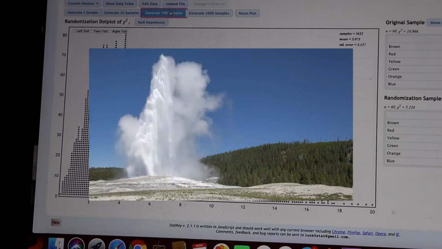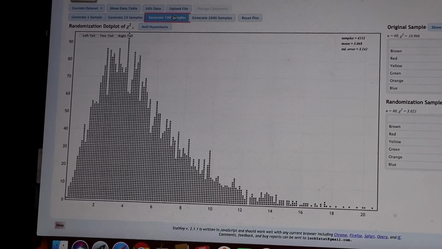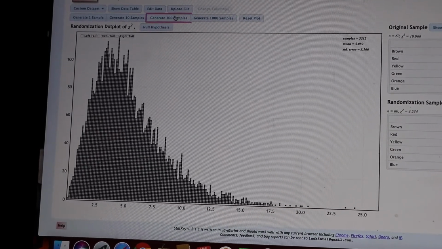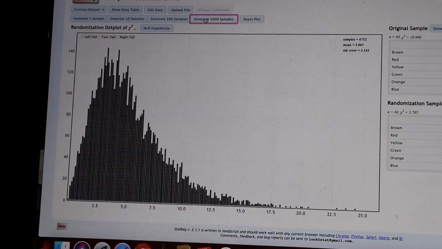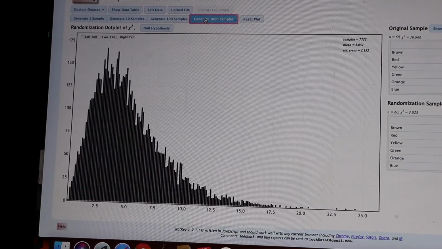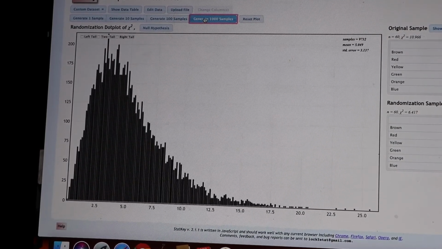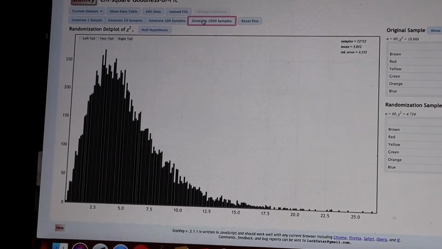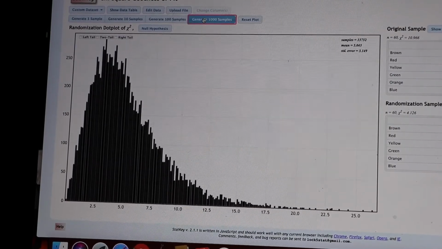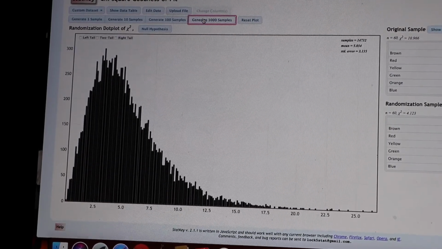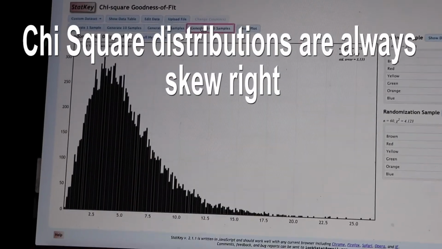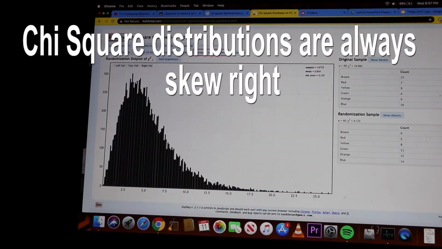Zoom out. Holy smokes, we got like Old Faithful over here. Let's generate 1,000 samples. And we get a very beautiful curve. And it is certainly skew right. Fantastic. Chi-square distributions are always skew right. This is a really nice curve.